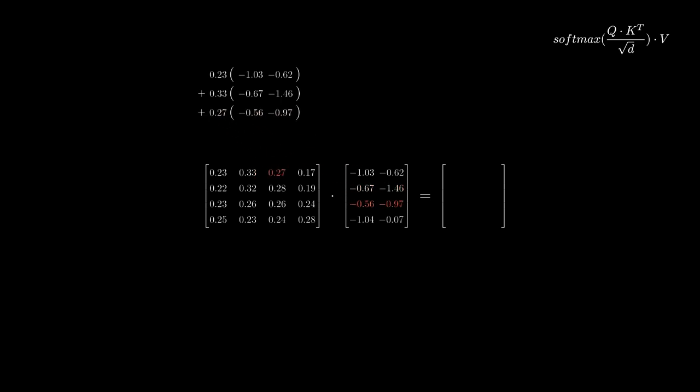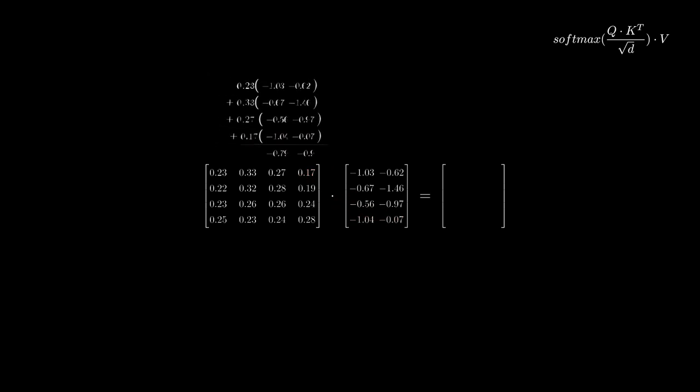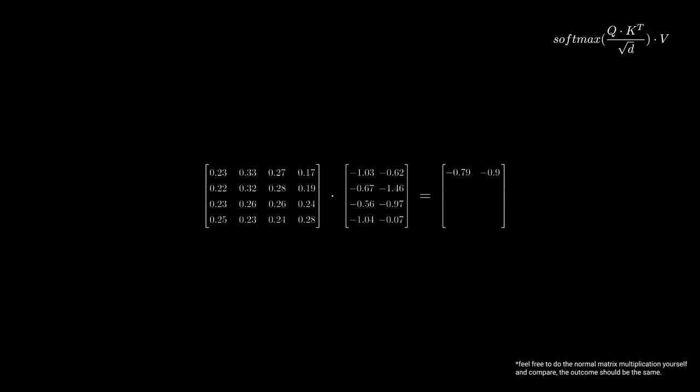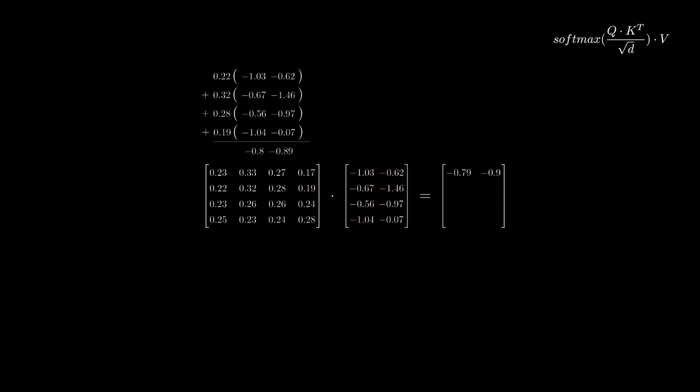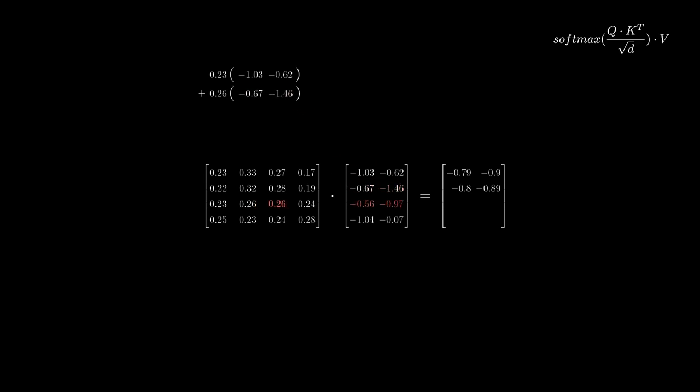And we do the same for the third and fourth value. And at the end, we sum up all vectors. And you can see it's the same outcome as with the normal matrix multiplication, just a bit better to understand in my opinion. And that's how we do it for every row of the similarity matrix. We end up having a 4x2 matrix, where each row is a weighted average of the embeddings of all pixels.